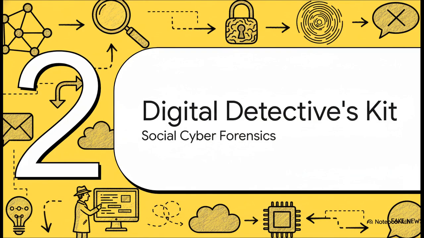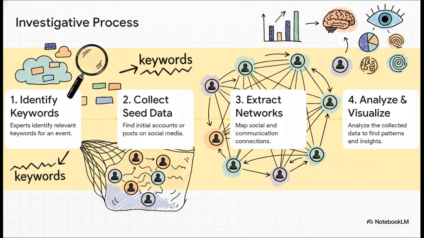Okay, so how on earth do you even begin to fight back against something so complex and hidden? Well, that's where this digital detective's toolkit comes in. It's this really cool field called social cyberforensics, and it basically blends computer science with social science to hunt down these campaigns. At its core, the investigative process actually starts pretty simply. First, you pick some keywords tied to whatever event you're looking at. Then, you use those words to collect a bunch of initial posts or accounts. That's what they call your seed data. From there, it's kind of like connect the dots. You map out who's talking to who. And finally, you step back and look for the patterns.